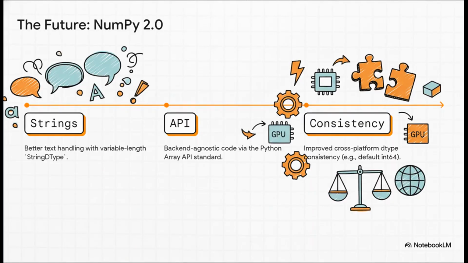And hey, don't think for a second that NumPy is just some old library that's standing still. The recent NumPy 2.0 release brings some major modernizations. We're talking much better ways to handle text data, a new standard that lets you write code that can run on different hardware like CPUs or GPUs, and it fixes a bunch of those annoying little inconsistencies that used to pop up between operating systems.